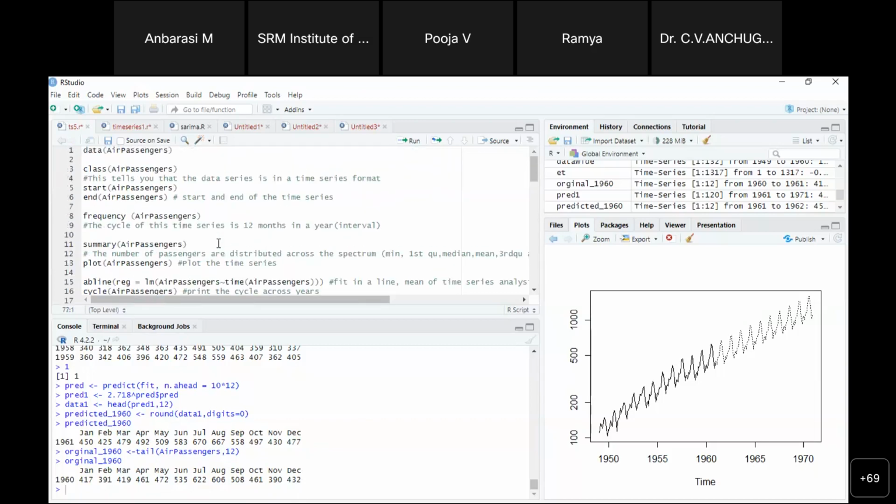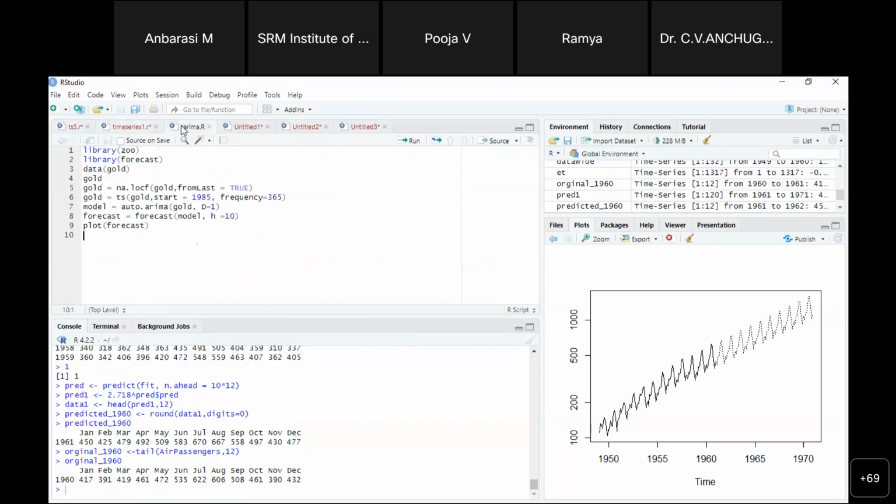This is another data set we have. If you want, I'll give this data set also in Word format. Both the documents I have given in Word format. We also have the SARIMA model.